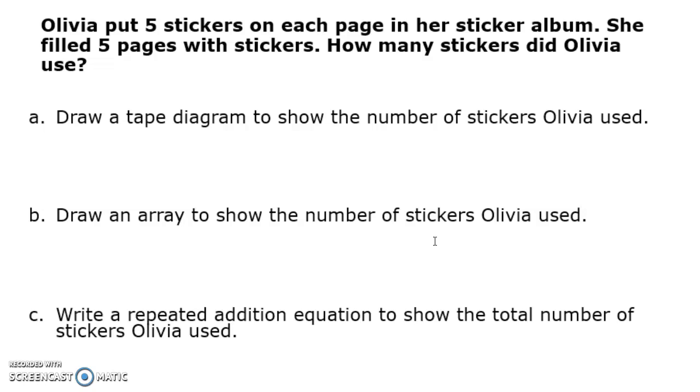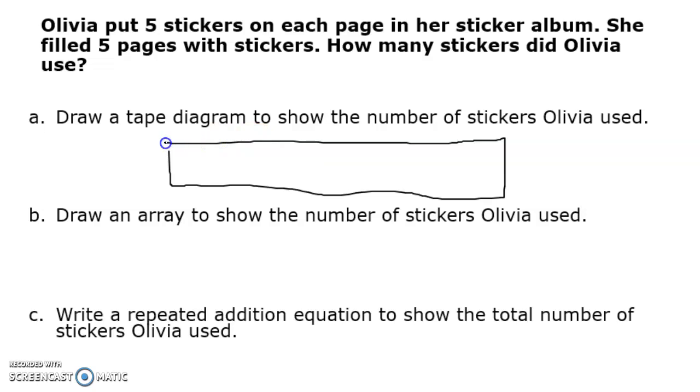We know that a tape diagram is a strip that is in a rectangular form. So your tape diagram should look something like this. It's not perfect, but at any rate, it should be in a rectangular form and long. Now, it says that Olivia puts 5 stickers on each page and that she has 5 pages of stickers. So at this time, I want you to pause the video and separate the tape diagram into the number of squares you think it should have. Okay, pause this video.